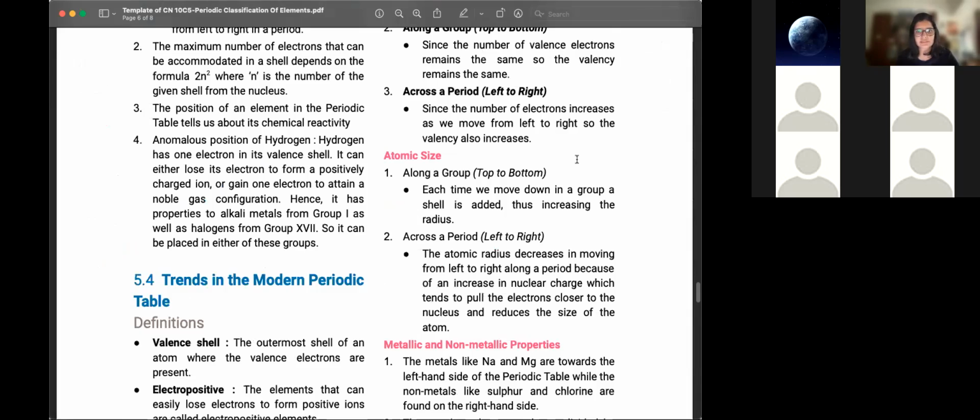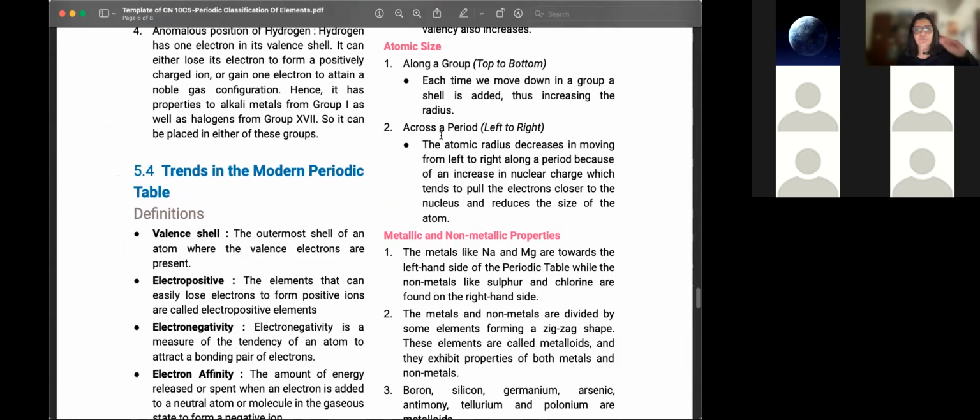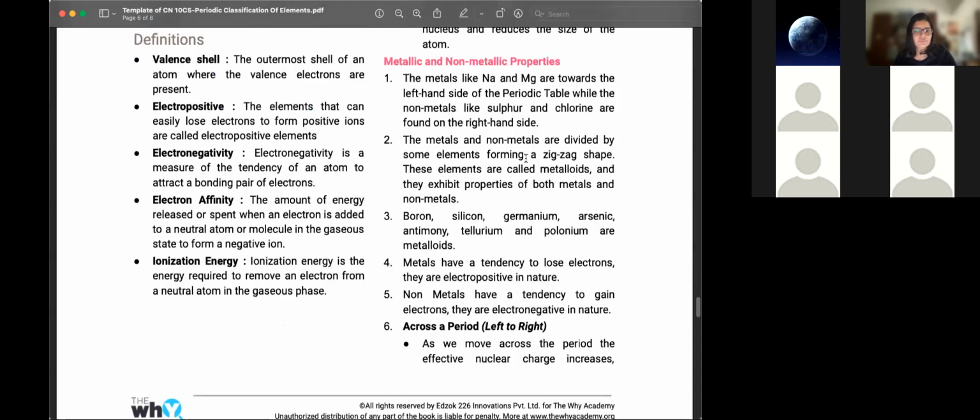Electron affinity, let's just ignore. So put it in simple words: atomic radius decreases left to right because of the increase in nuclear charge, which tends to pull the electrons closer to the nucleus, and it reduces the size of the atom. Metallic, non-metallic properties we have discussed.